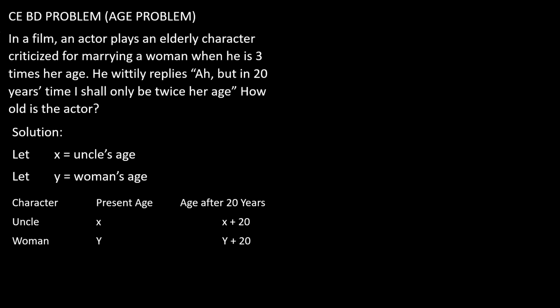And since it was also mentioned in our given problem that the actor who plays an elderly character is criticized for marrying a woman when he is three times her age, therefore, x is equal to 3y to represent that statement. X is equal to 3y, meaning the man married a woman when he is three times her age. And then let us transpose 3y to the left-hand side of our equation. That is why our equation will become x minus 3y is equal to 0. X minus 3y equals 0 becomes now our equation 1.